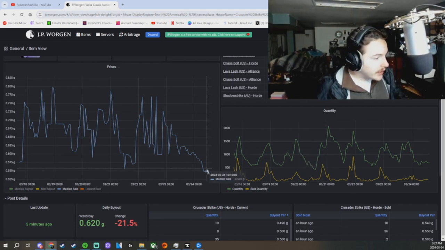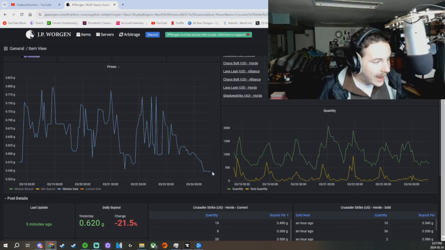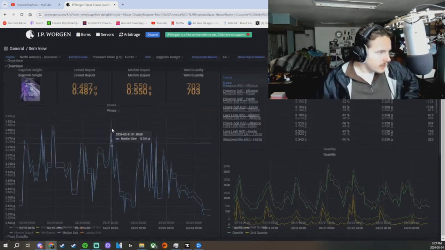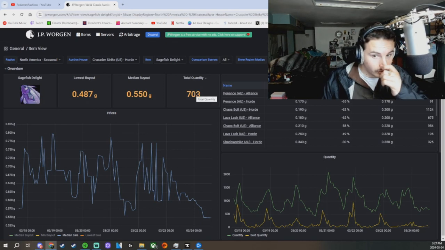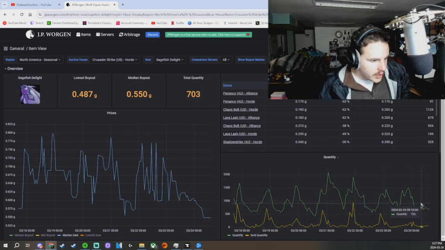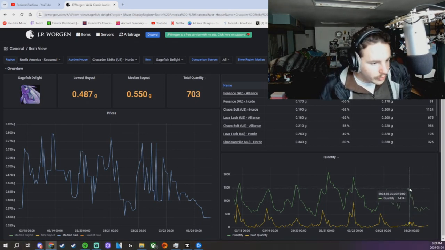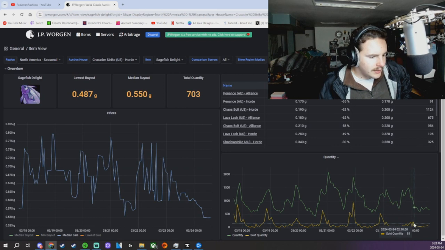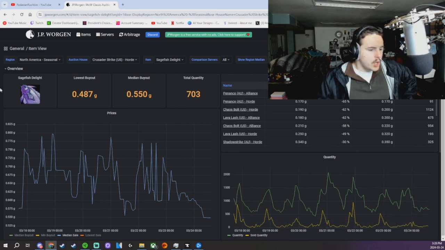So if you're looking here, right now the price is going down for your big boy Sagefish Delight. Because actually, that's a pretty high amount on the auction hall for recently. If you're looking here, it seems like there's a little bit of leftover. People didn't buy as many. So like this yellow bar, 180.